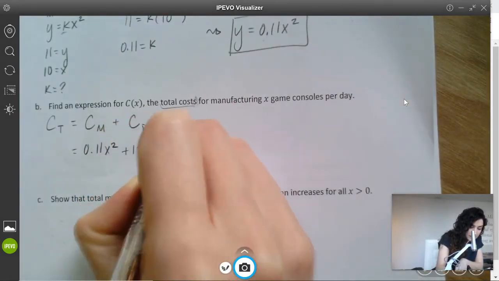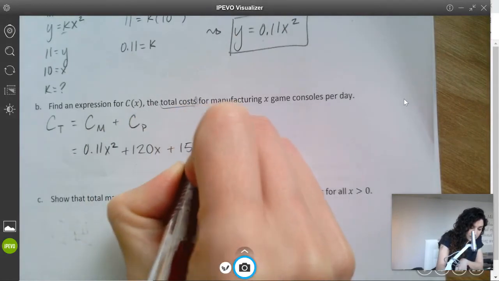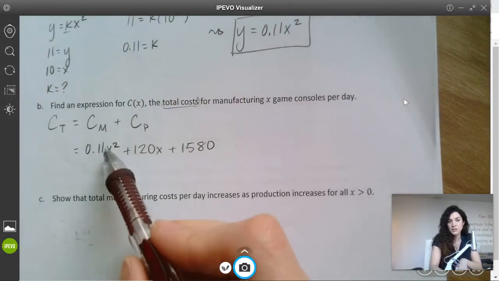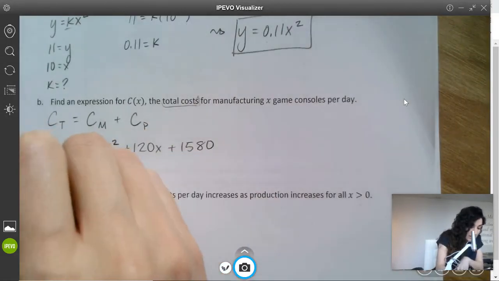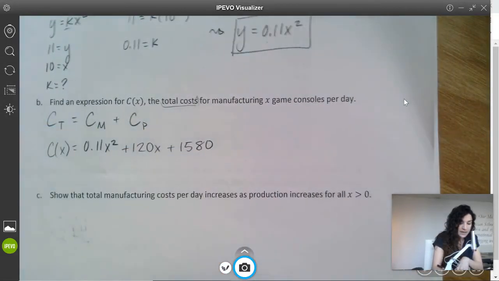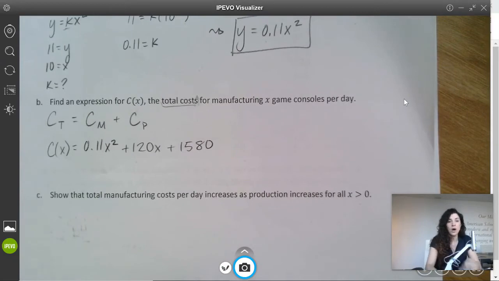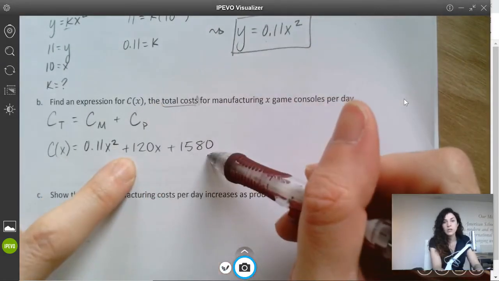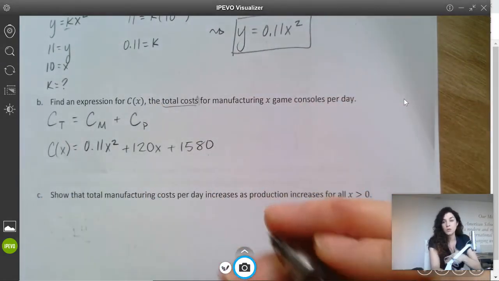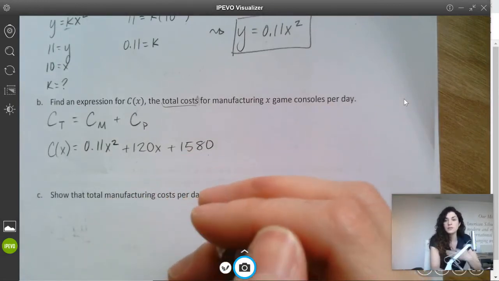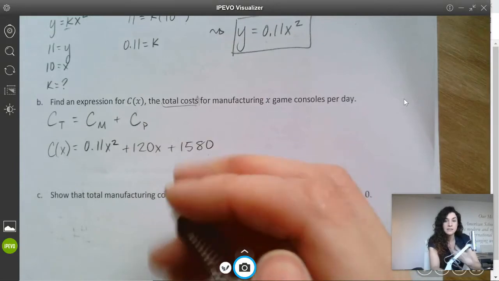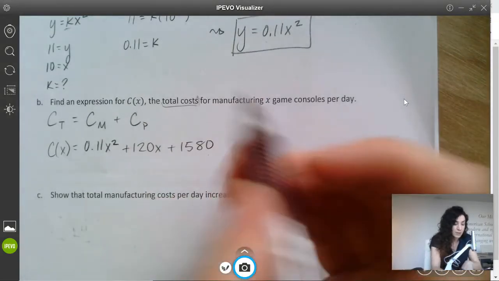But it's the same thing, right? I just want to have x squared, x, and then constant. All right, so I'm going to write it the way that they want me to, calling it C of x. And that is our total cost, the maintenance cost plus the production cost for every console. No matter how many consoles you produce, this is the amount that it costs, bringing in all the different elements that go into the cost of producing something.